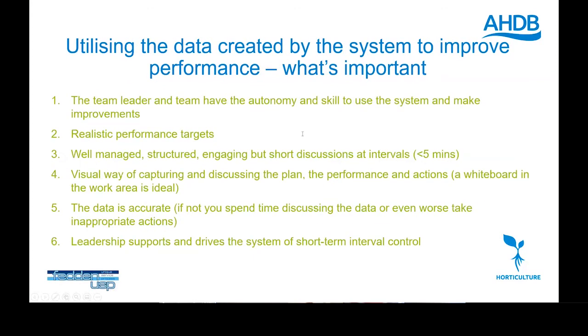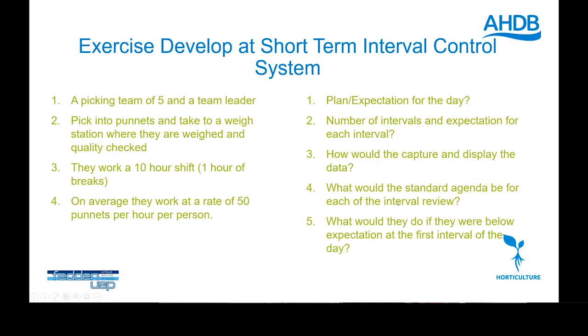So that's what I've got in terms of content, in terms of method. I've got a short exercise here for today. This will be well within your breadth. I just thought it was worth us trying to do something to think about how we might use this short-term interval control. So I've made up a scenario where we've got a picking team of 5 and a team leader pick into punnets and take to a weigh station where they're weighed and quality checked. They work 10-hour shifts, 1 hour of breaks, an average work rate of 50 punnets per hour.